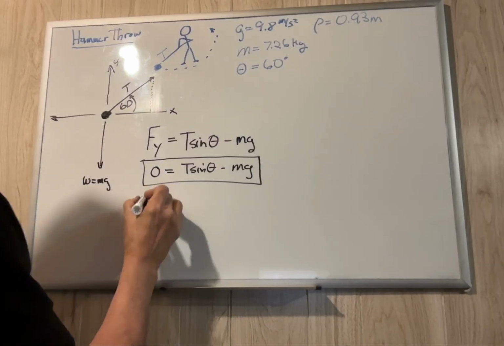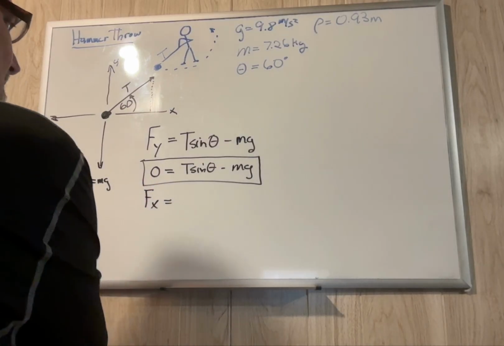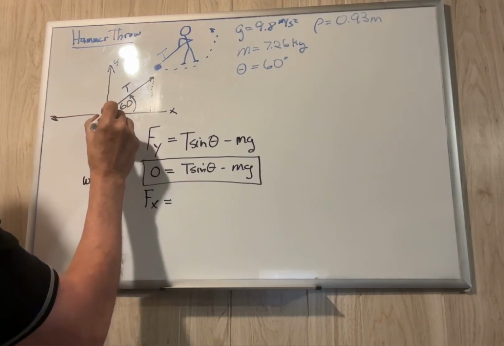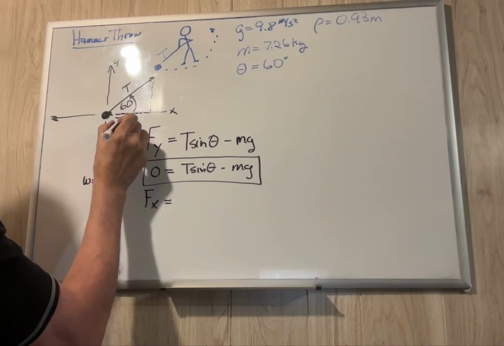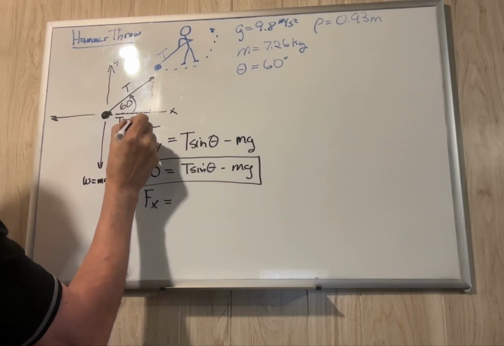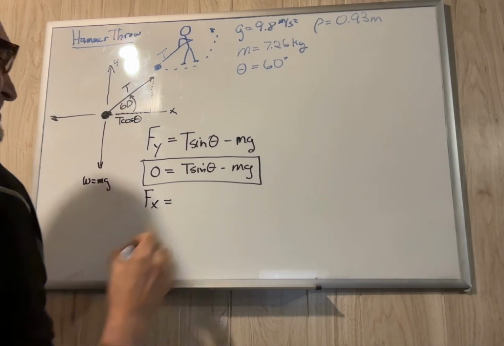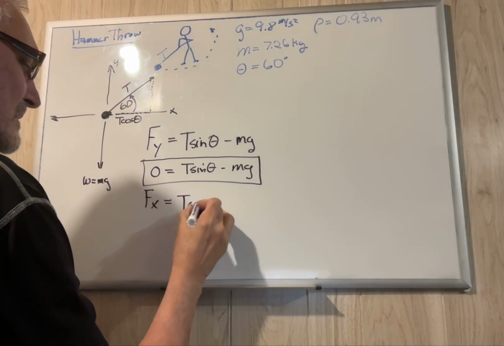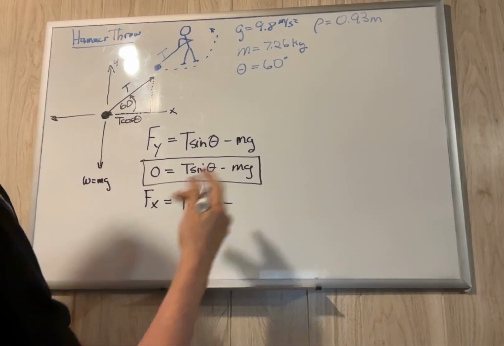All right, let's think about our forces in the x direction now. Let's think about what's going on in this direction. There's also going to be a force in this direction. What's that going to be? It's our tension times the cosine, which is adjacent over hypotenuse. So I know the tension cosine theta in my x direction. What am I going to be subtracting that from? There has to be some other force.